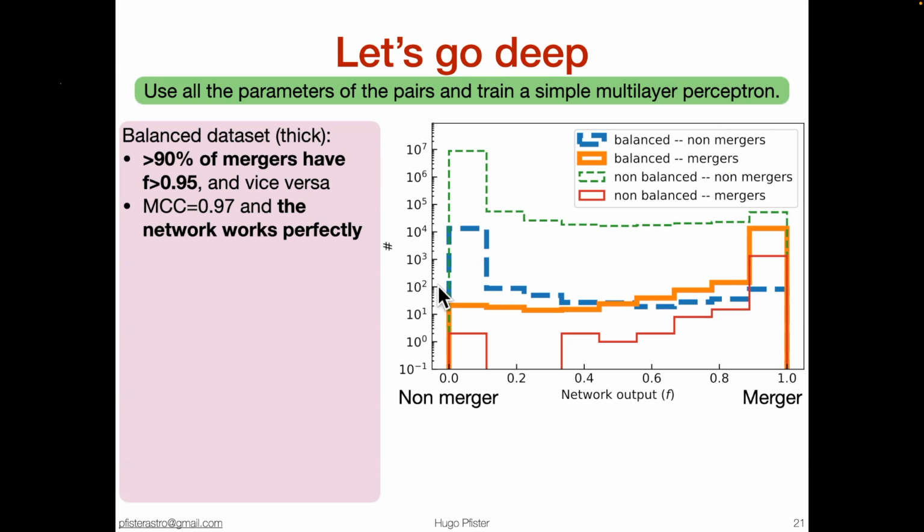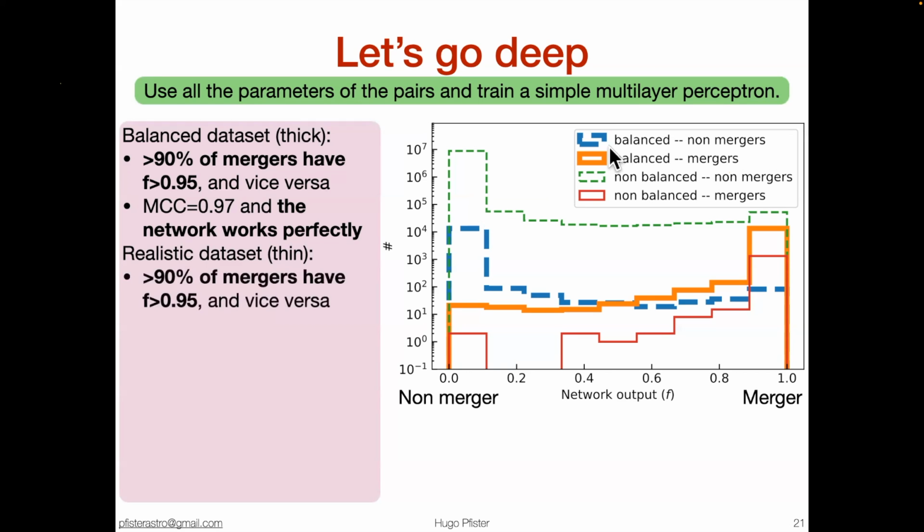But if you then go to the unbalanced dataset, which is more realistic because this is what you will find in the universe, these are the thin lines. The red thin lines are the true mergers, and you can see that again, you have 90% of them which have an output larger than 0.95. And if you go to non-mergers, in green, you have again 90% of them which have an output lower than 0.05. So again, if you give the algorithm a merger, it's very likely that it tells you it's a merger. If you give it a non-merger, it's very likely that it tells you it's a non-merger.